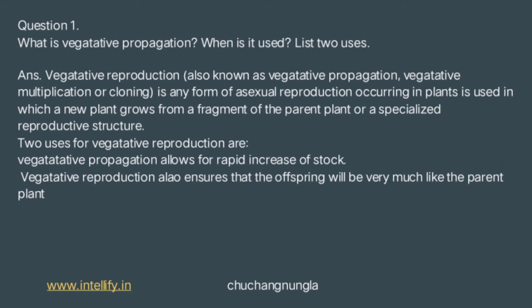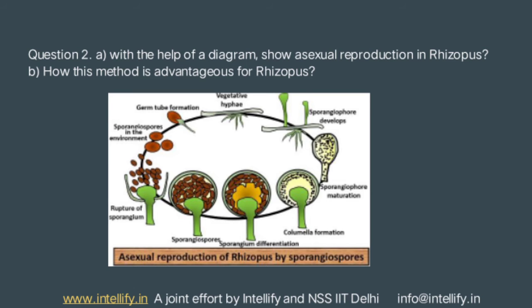Question 2. With the help of a diagram, show asexual reproduction in Rhizopus. How is this method advantageous for Rhizopus? So from the diagram, we know that asexual reproduction in Rhizopus undergoes a lot of phases. First, it takes place by spores formed in the sporangium. Now, a single sporangium develops at the tip of a long erect sporangiophore.